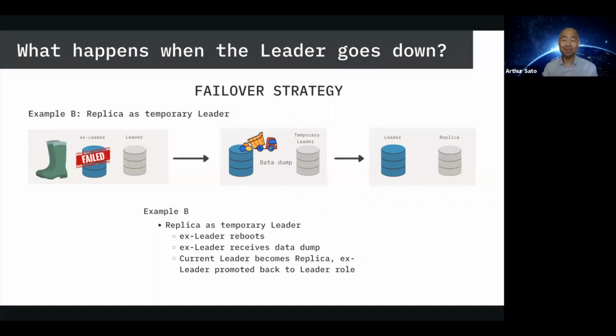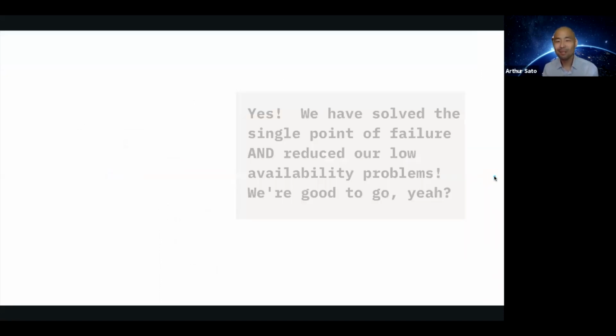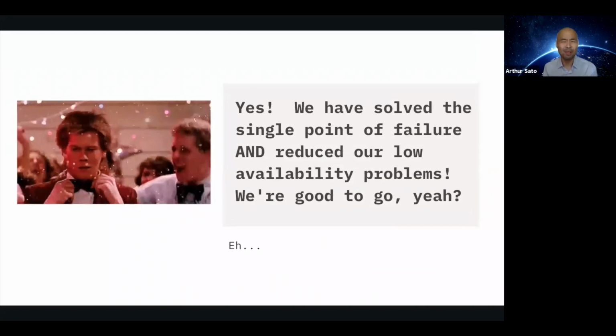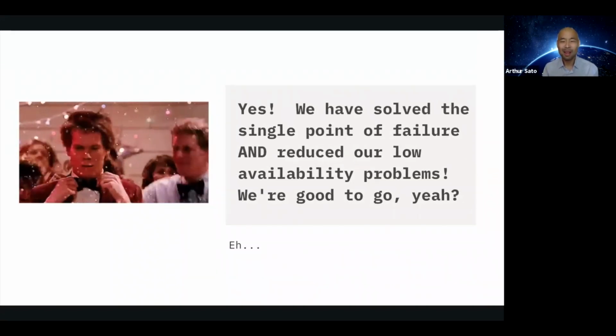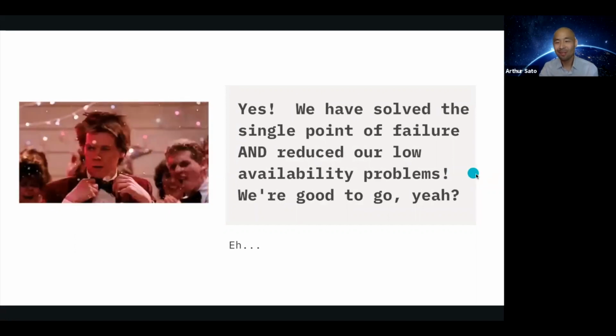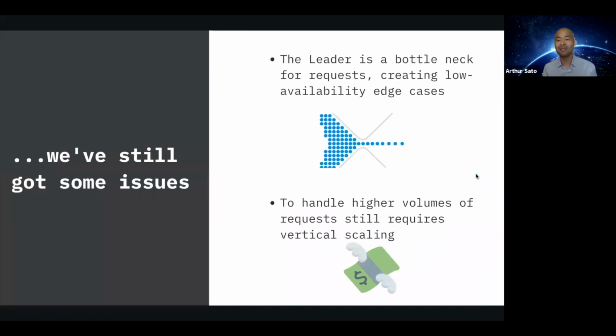Upon successful reboot, the former leader would receive a dump of data, and then upon complete data dump, the leader would be re-promoted back to leader, and the temporary leader would be demoted back to replica. So it would seem like we're doing pretty good. Maybe we've covered all our bases, but I know you know what's coming. We really haven't solved all of our issues yet.